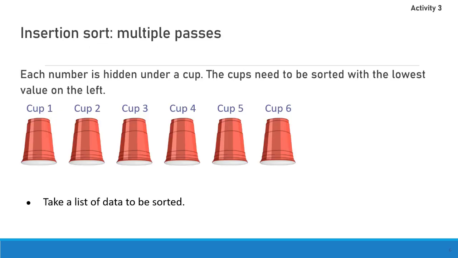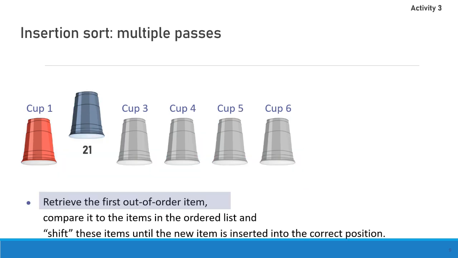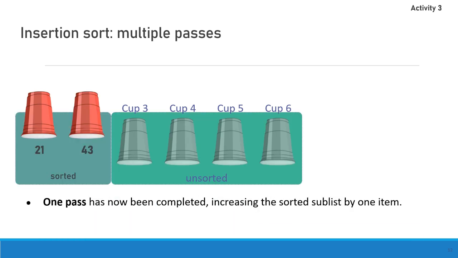That is a fancy way of saying that all you're going to do is you're going to take the first number as your sorted list. The rest of it is currently unsorted. So let's imagine that we've got 43 as our sorted list, 21 is our first unsorted item, and we just put it where it belongs. So now we've got two things sorted and four unsorted.